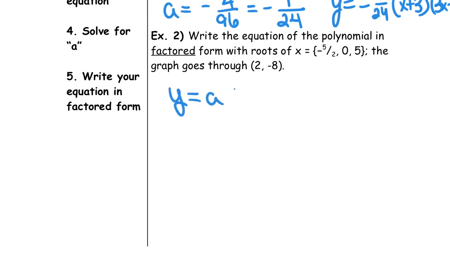Okay, so now in the next one, let's see if you can get the factors. Y equals a. What are our factors? It's usually a real good idea to make them x equals this, just like I showed you. Otherwise, we tend to make errors with it.